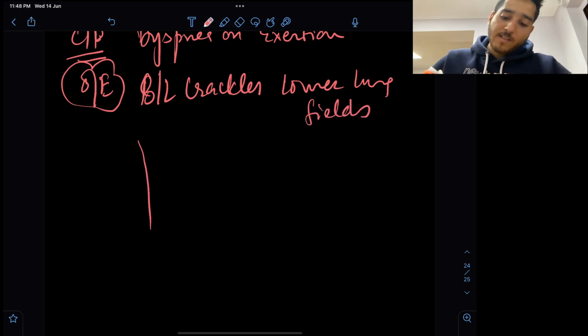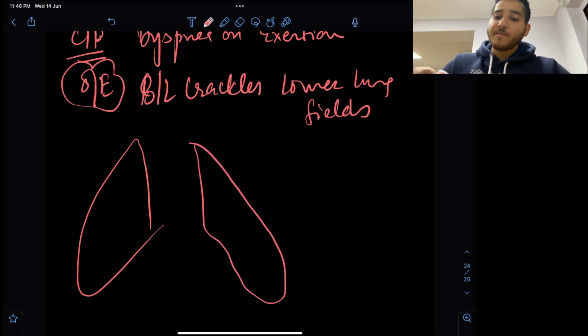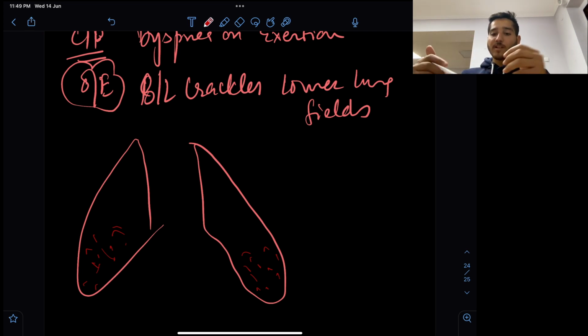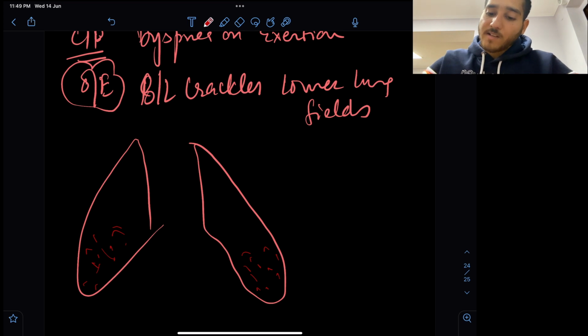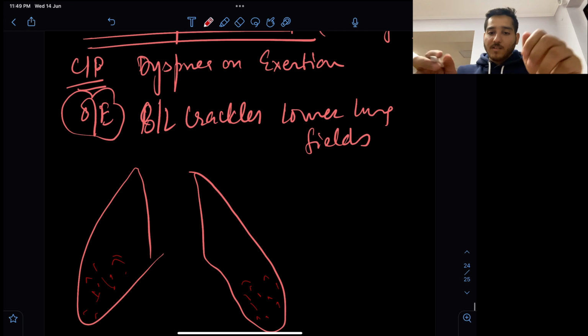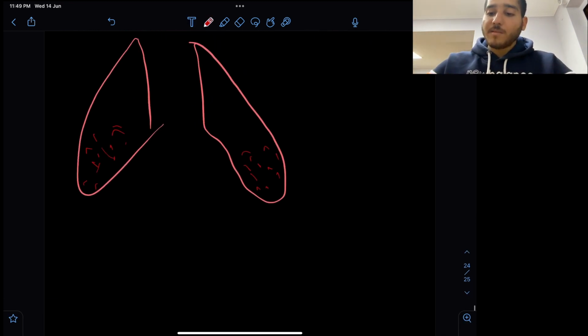See, this is lungs, right? Whenever there's some cardiac issue, there will be some fluid accumulation here in the lower fields because of gravity. And you auscultate these fields, there will be some crackling sound, rales present. Then we call it pulmonary edema.